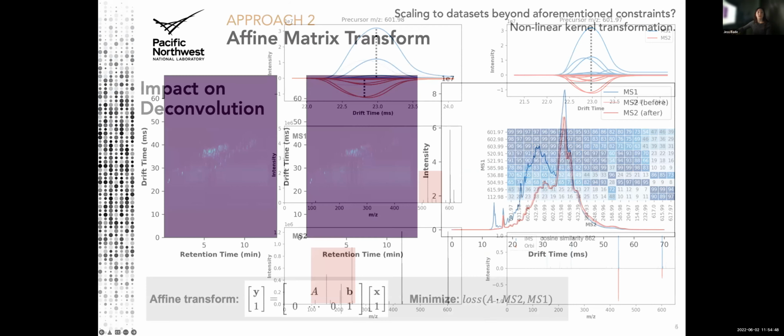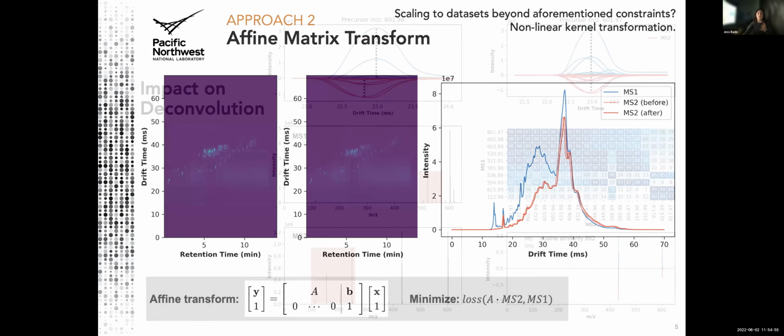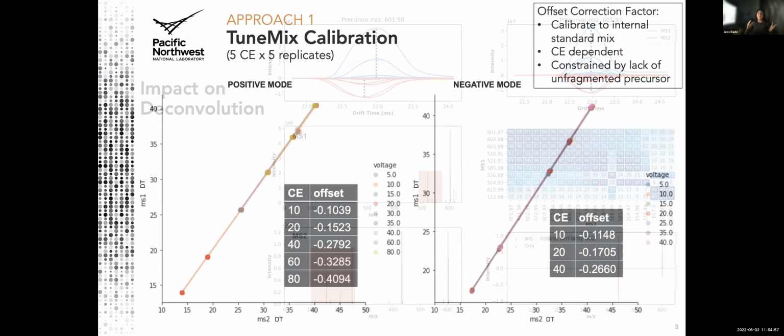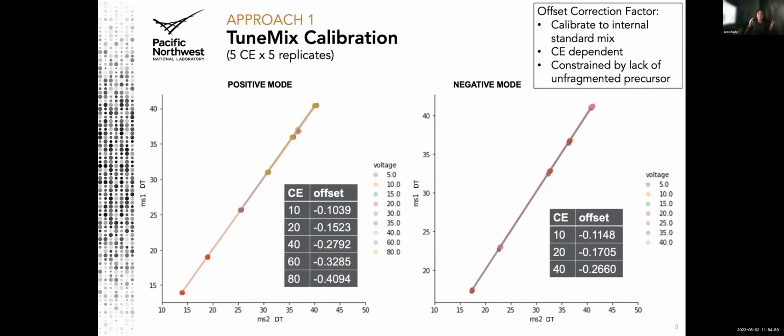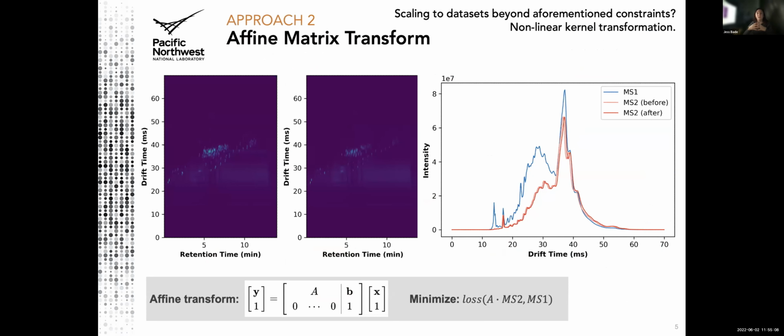In our second approach, you're thinking, what do we do at voltages, as shown for negative mode, where we don't have unfragmented precursor to generate the shift correction factor? For example at 1680 volt, how do we still address this issue? This led us to our second approach, which is an affine matrix transform. Shown on the far left is a 2D profile of retention time versus drift time summed across the m/z dimension.